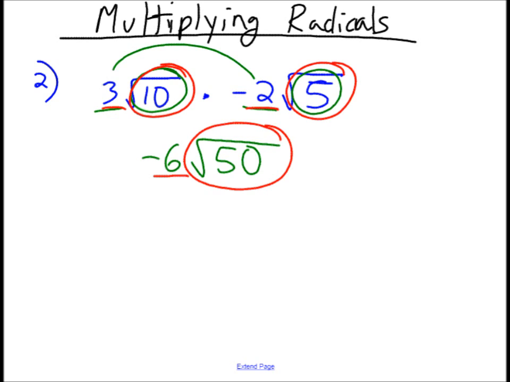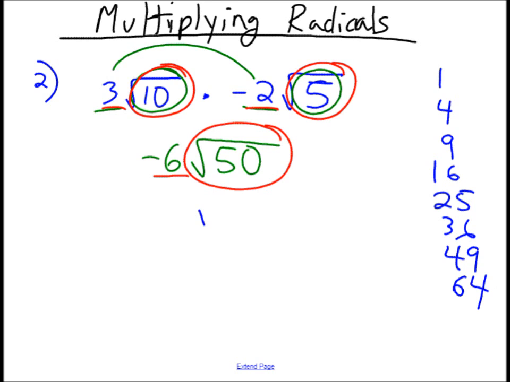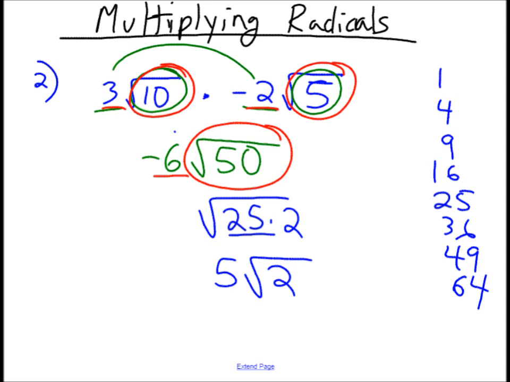So looking at root 50, the biggest perfect square that goes into root 50, if I write a couple down, is actually going to be 25. Okay, so I could rewrite root 50 as 25 times 2. In essence, for right now, we're forgetting about the negative 6 on the outside being multiplied to the problem. The square root of 25 is 5. That goes on the outside of my root, and the 2 stays underneath my square root.